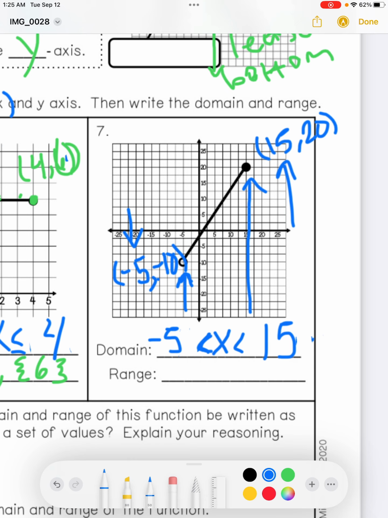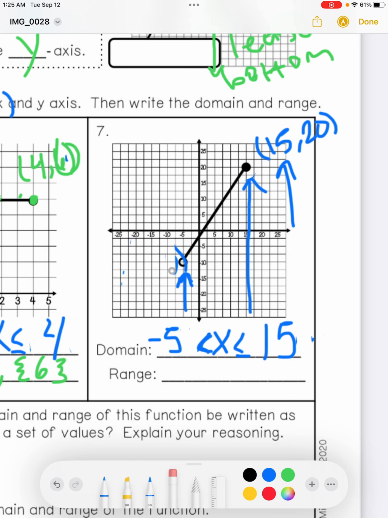But if I look on the right, I do have a closed point there. So I need to say that x is going to be less than or equal to 15 because that point is included. It is filled in. All right. So now we could say our domain would be -5 is less than x, which is less than or equal to 15. And we are done with domain. Now we move on to the range.